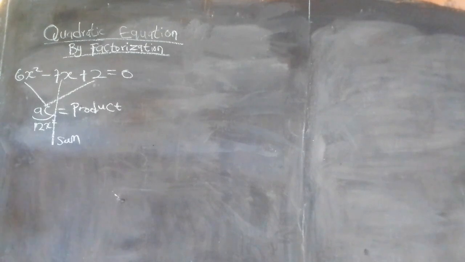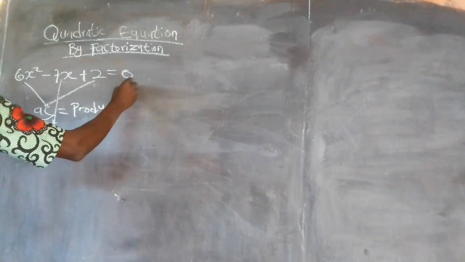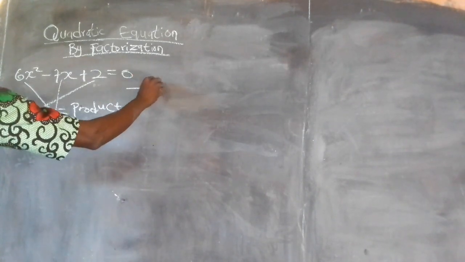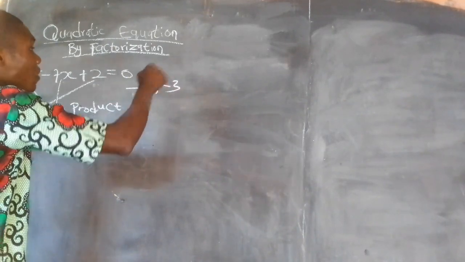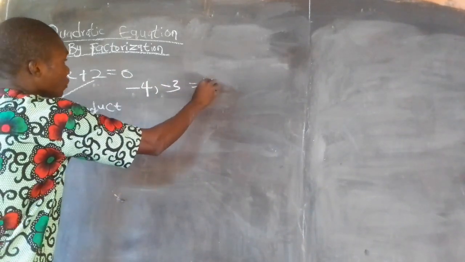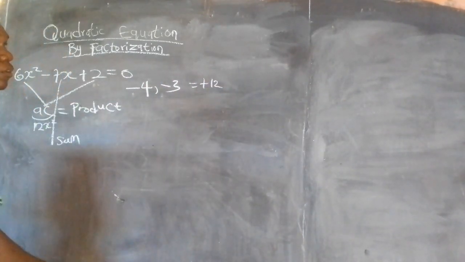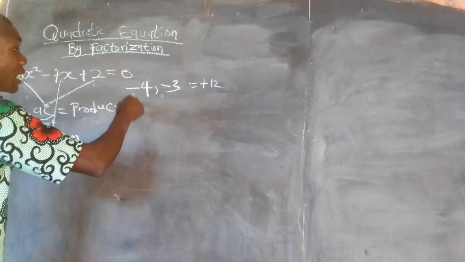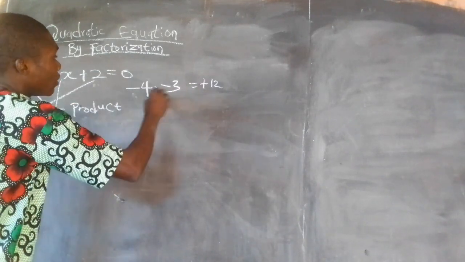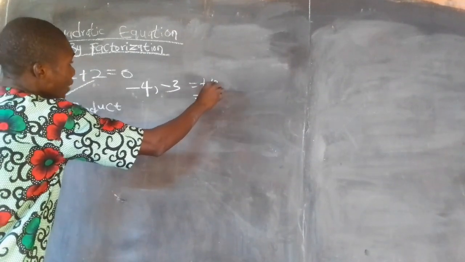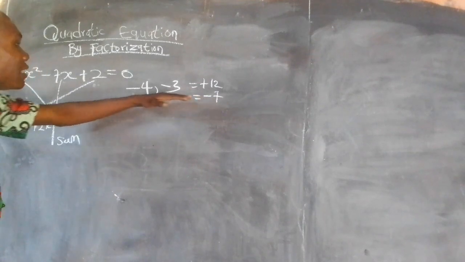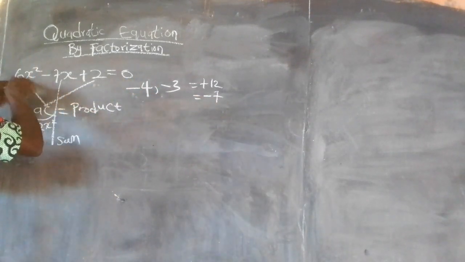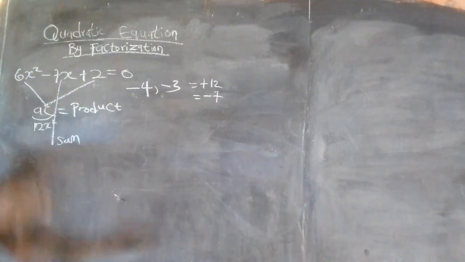You can think of two numbers that you multiply. You see that you have minus 4 and minus 3. When you multiply minus 4 times minus 3, it will give you plus 12, and when you add them together, minus 4 minus 3, it will give you minus 7. Good. If you can have two numbers that can give you this and this, you are good to go.